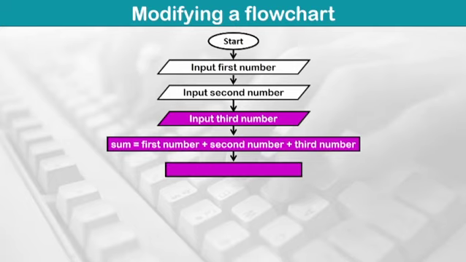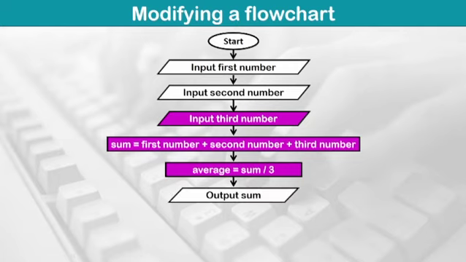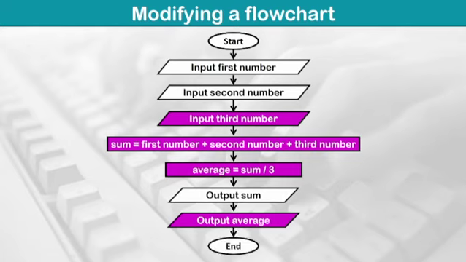Remember, this time we also have to output the average. Hence, we need a new process. We include a new process box and write the instruction average is equal to sum divided by 3. The first output remains the same, that is output the sum. We have a new result to display, the average. We add a new output box with the instruction output average and finally end the flowchart.